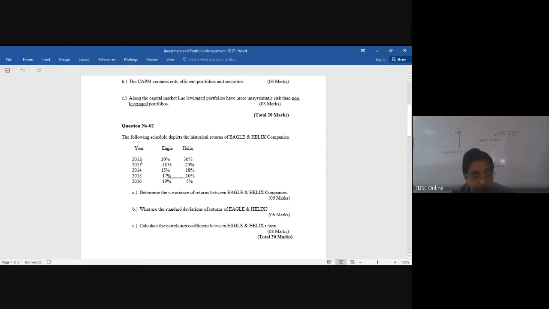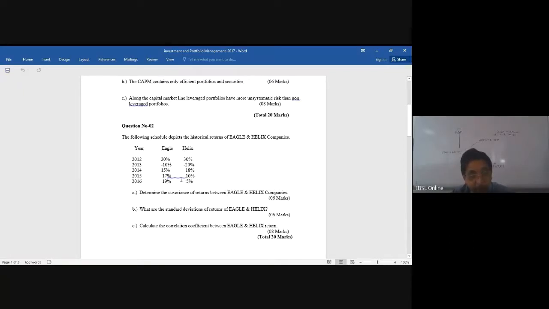Now the returns were given from 2012 to 2016 for 5 years. Eagle: 20% in 2012, minus 10% in 2013, 15% in 2014, 17% in 2015, and 19% in 2016. Helix: 2012 30%, 2013 minus 20%, 2014 18%, 2015 10%, and 2016 5%. Determine the covariance of returns between Eagle and Helix companies.